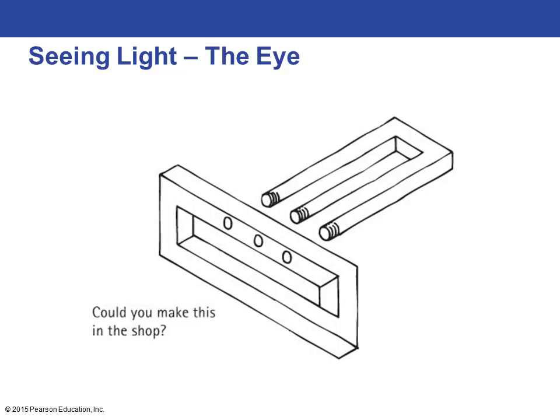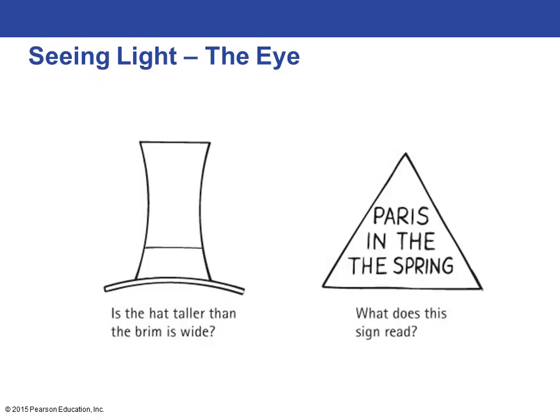Some other optical illusions that are just kind of fun to look at, is, could you make this in the shop? So you can take a moment to look at some of these pictures from your textbook. So these various optical illusions where you think you see one thing, but then if you look closer, you see something different. And this would ask, is the hat taller than the brim is wide? So is this taller than the brim? I would think it certainly looks taller.